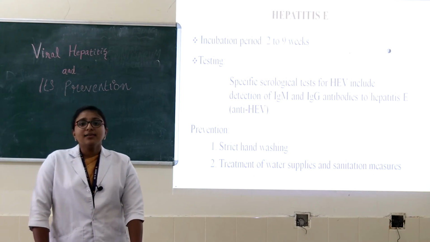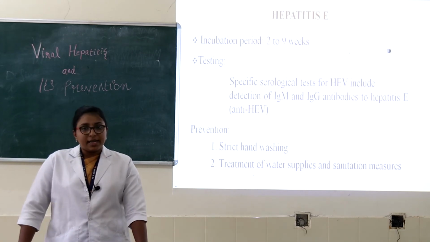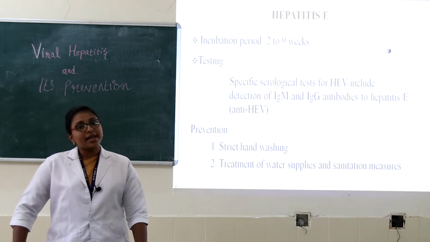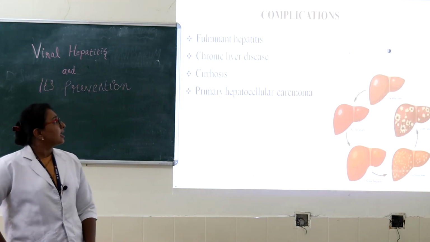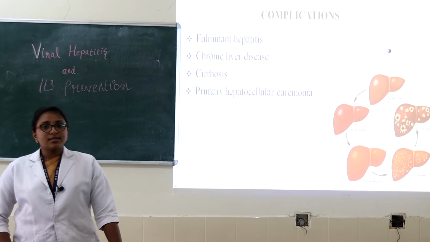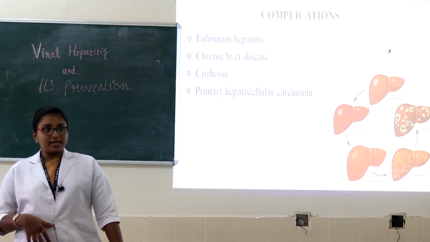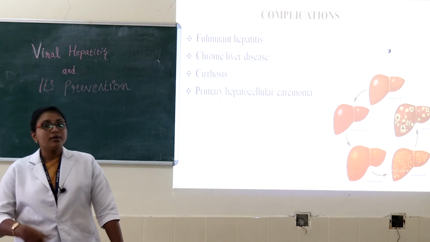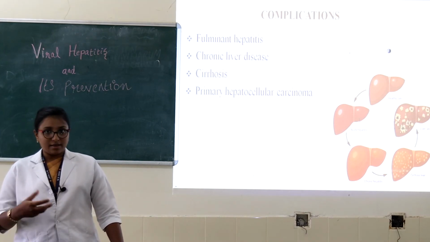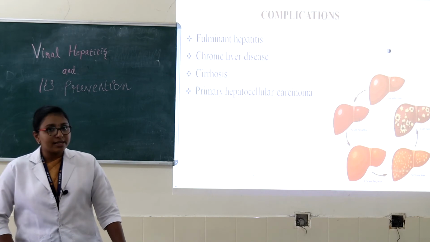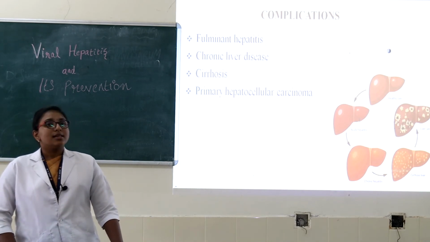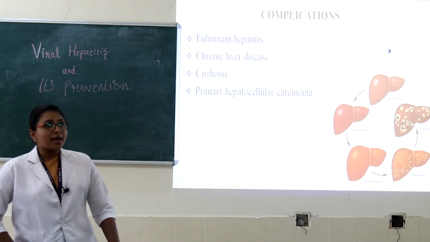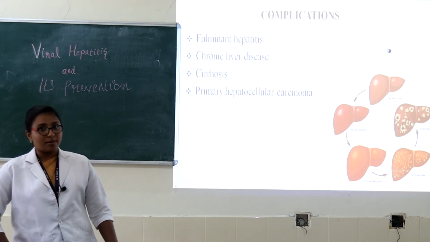This is regarding the different viral hepatitis, that is hepatitis A, B, C, D and E. Next we can see what the common complications are after getting hepatitis. That is fulminant hepatitis, that is sudden and acute failure of the hepatic function. Then chronic liver disease, cirrhosis, that is fibrotic changes happening in the liver. And the last one is primary hepatocellular carcinoma.